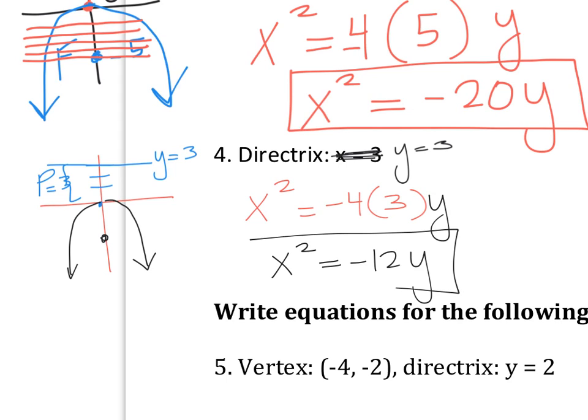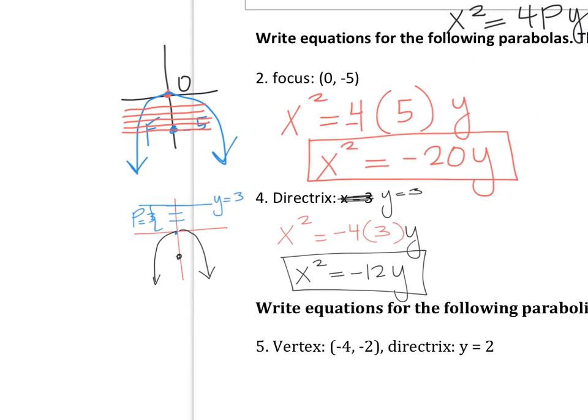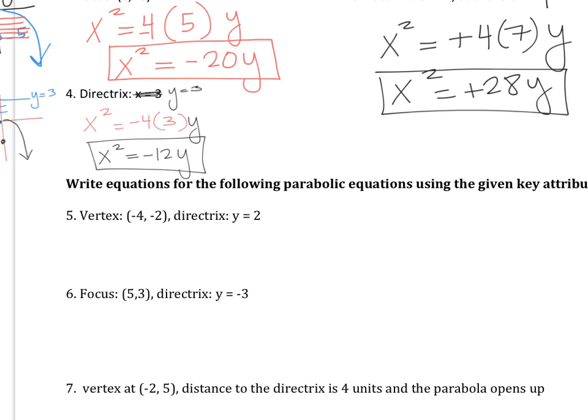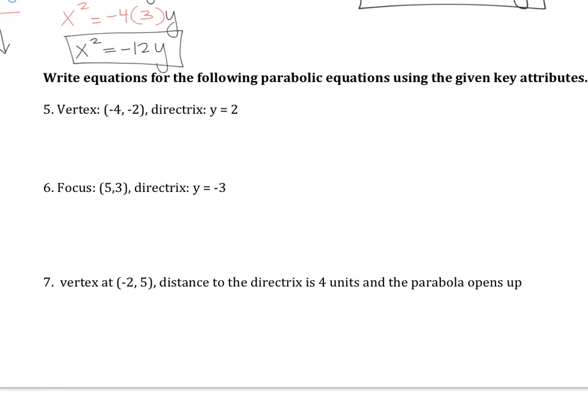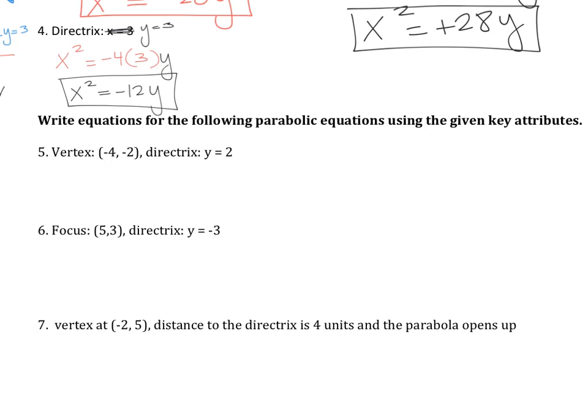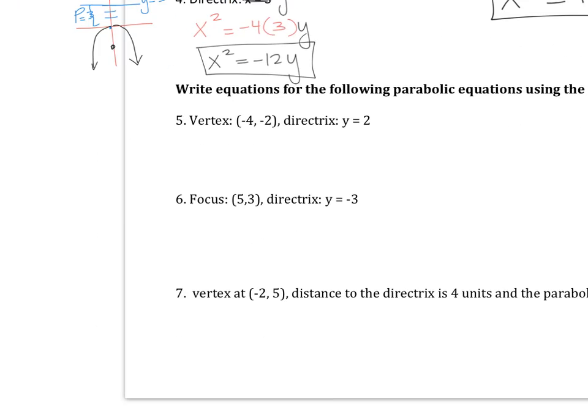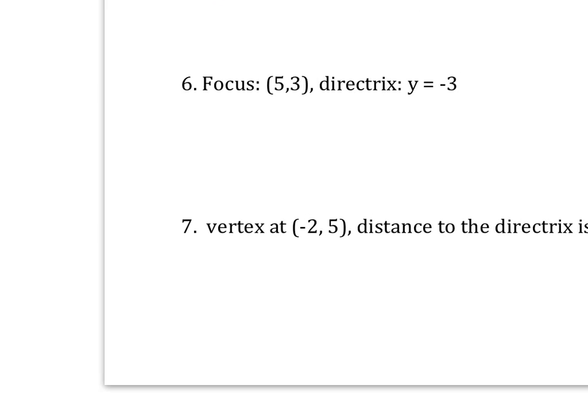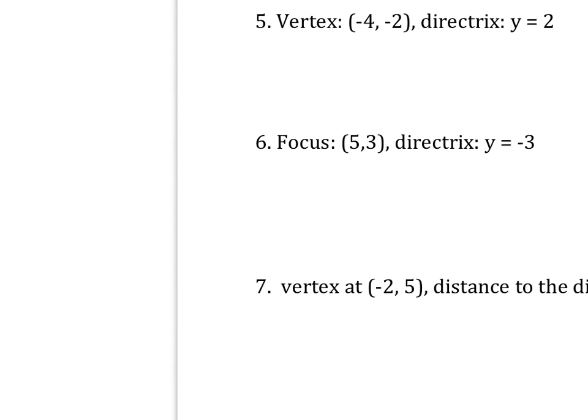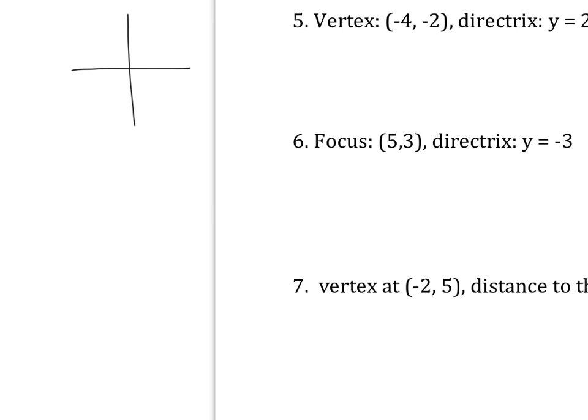That is my equation. Now we will do problems in a minute where the vertex is not at 0, 0, and that is what 5, 6, 7 are about. They want me to write equations for the following parabolas using the given key attributes. Now the vertex is not at 0, 0 like we did earlier. So let's see how we can figure this one out. Let's go ahead and mark the vertex. The vertex is at -4, -2, so 1, 2, 3, 4, 1, 2, so that is your vertex. Now the directrix is at y equals 2, so let's mark the directrix.